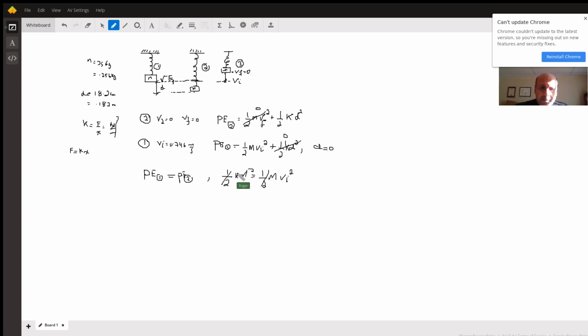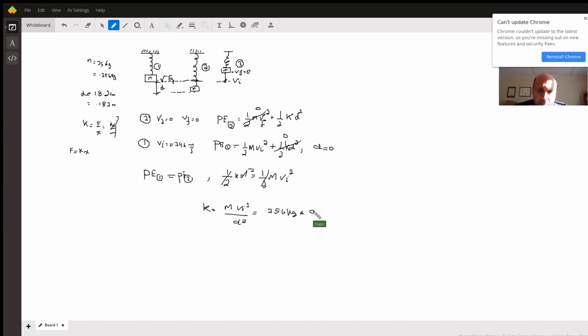And what are we solving for? We're solving for k. So k simply is this value divided by d squared. So m vi squared divided by d squared. So let's apply some numbers. The mass is given to us as 0.256 kilogram, times initial velocity, which is 0.746 meter per second.